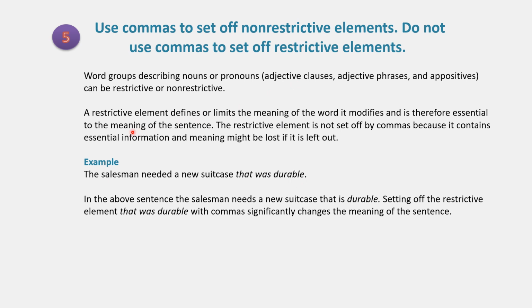If you look at this definition, a restrictive element defines or limits the meaning of the word it modifies and is therefore essential to the meaning of the sentence. So this phrase, that was durable, is essential to the meaning of this whole sentence. The salesman needed a new suitcase that was durable. In the above sentence, the salesman needs a new suitcase that is durable. Setting off the restrictive element that was durable with commas significantly changes the meaning of the sentence.